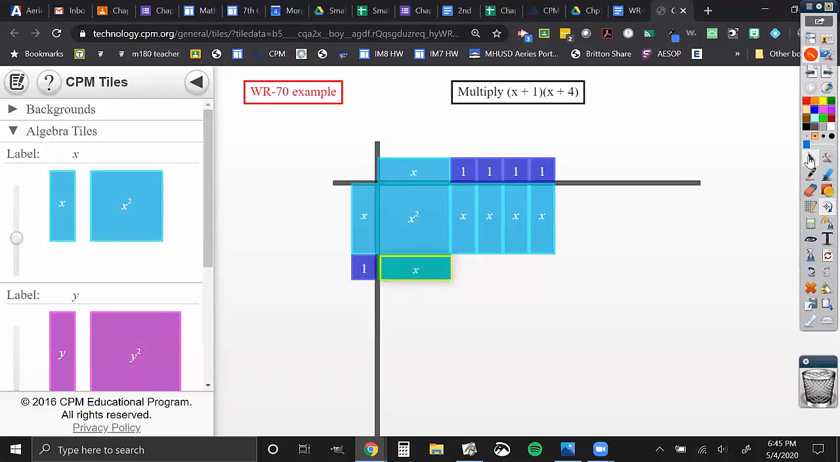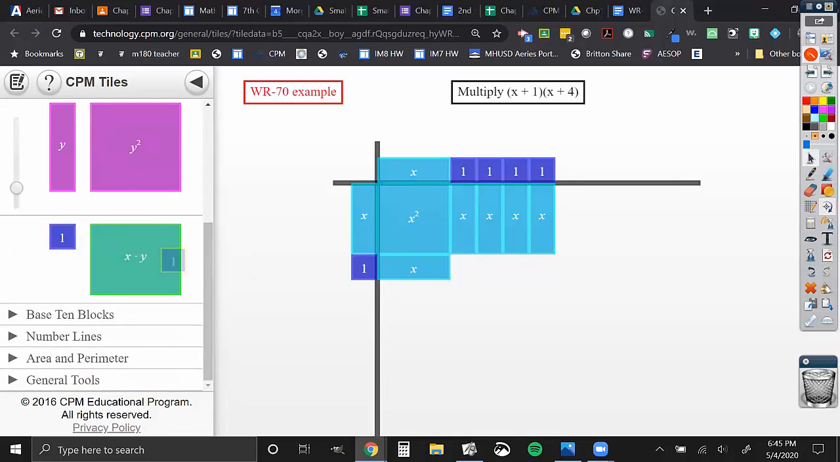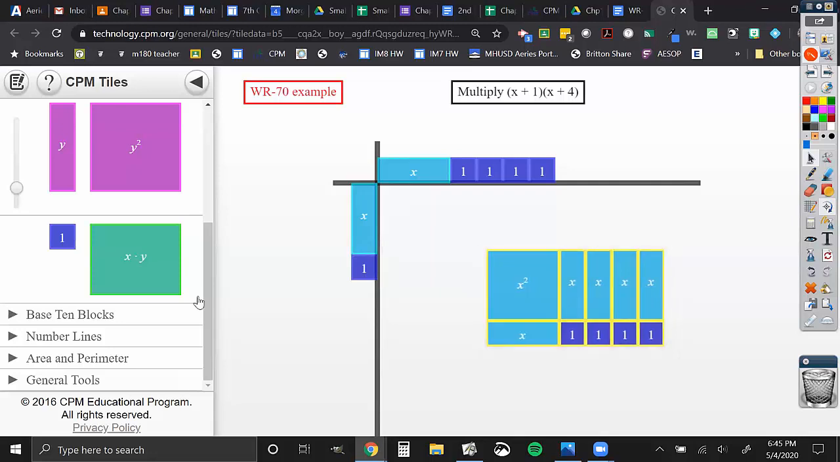And then finally, I need to put pieces in here that are short. See how there's a short edge and a short edge and another short. The only thing that is small, 1 unit by 1 unit, is this type of tile. I need one here, I need a third one, and I need a fourth one. And then I'm going to grab the piece that I created here. This is the rectangle whose area is the product x plus 1 by x plus 4.